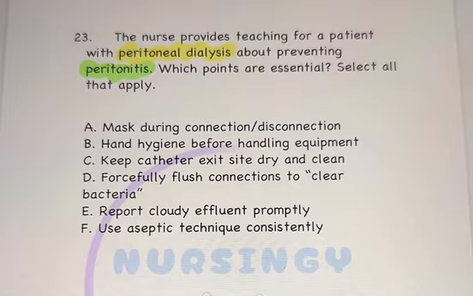Mask during disconnection. What will happen if wearing a mask? Can wearing a mask reduce the contamination, especially during the connection and disconnection? No. What if there is a chance of droplets dropping on the connection? If there are some droplets going on the connection, can it increase the chances of infection?